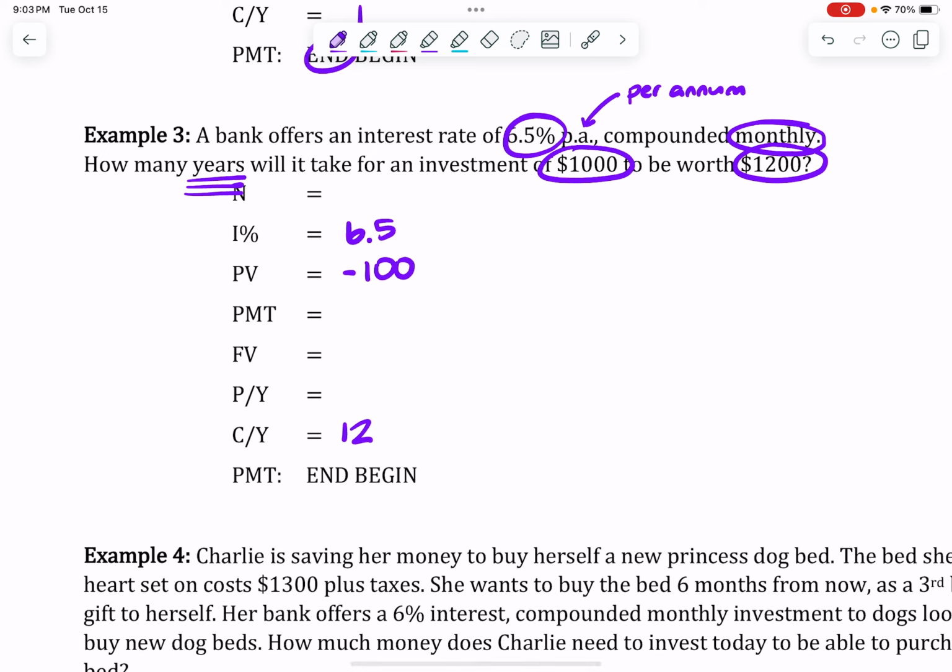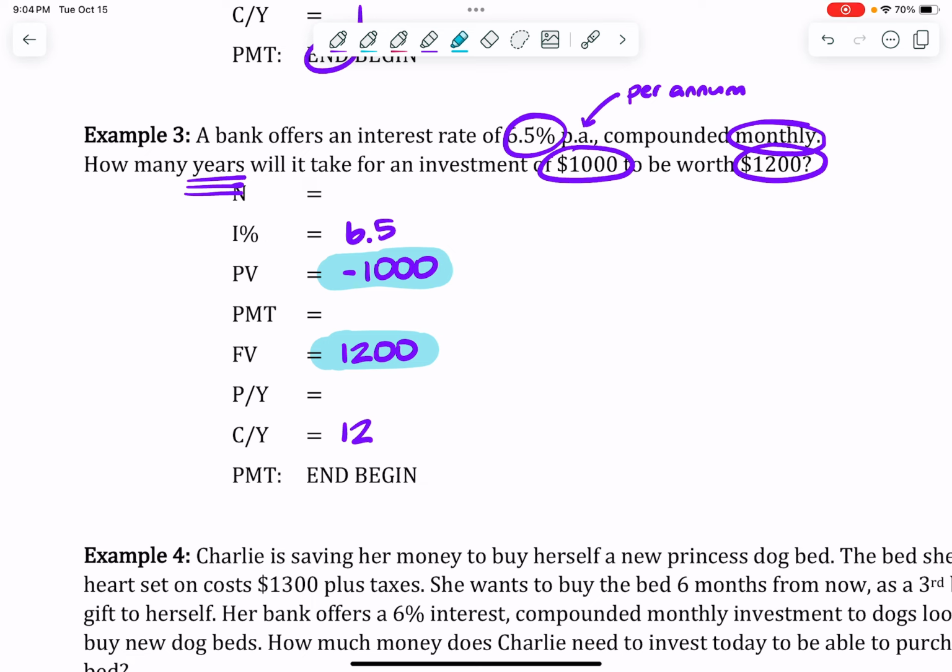That's what she starts off with. And it ends up being worth $1,200 at the end. That value's plugged in as a positive value because it is returning to her. Now, it's really important in both this question and the other question that these two values have opposite signs. Because if we start off with a negative PV, that means money is leaving me. I'm giving money to the bank.